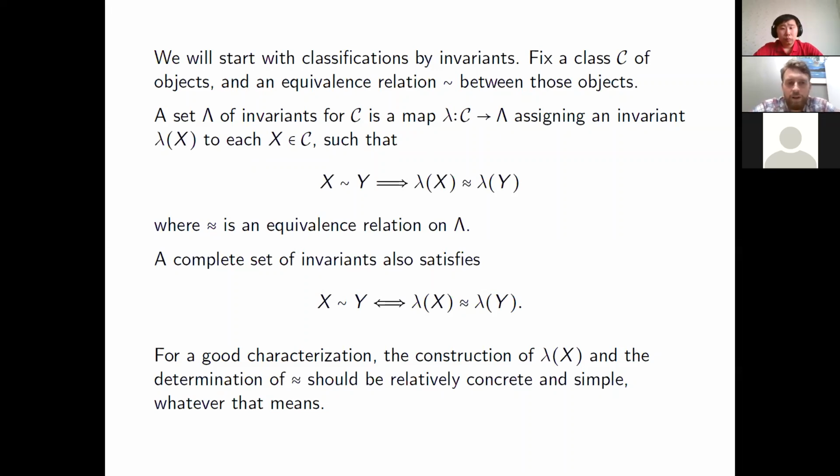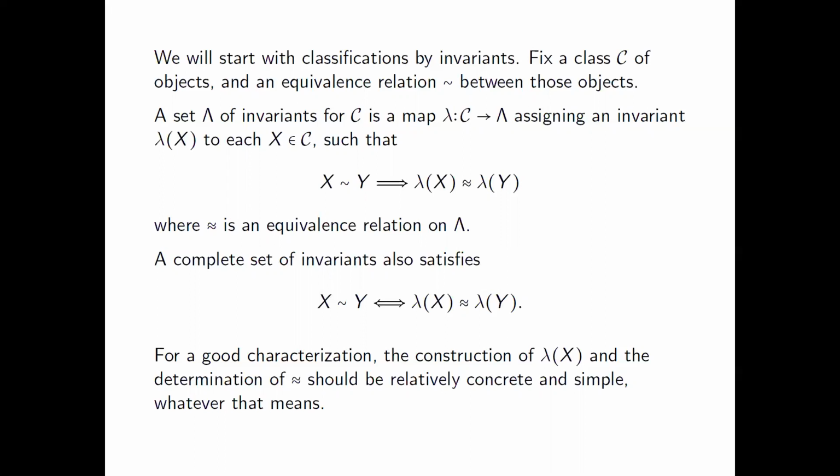And what we really like is what's called a complete set of invariants. This is where the invariants actually determine the original object. So 2 objects are isomorphic or equivalent in whatever way, if and only if they have exactly the same invariants. And it's both ways. If they have the same invariants, then they're actually the same object.